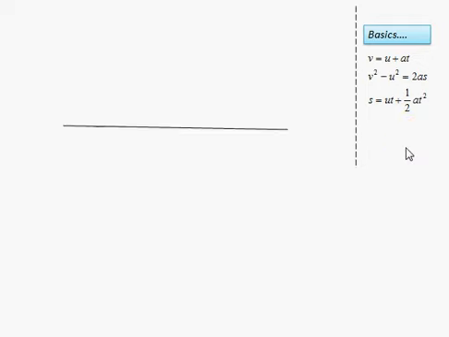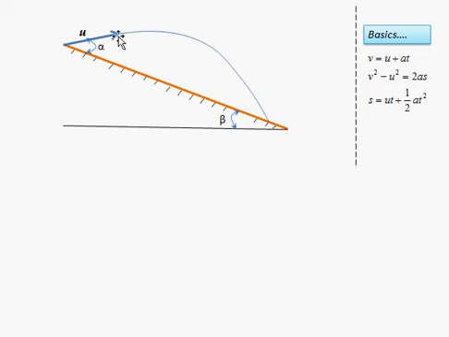Just imagine a horizontal line like this and an inclined plane like this, having an angle of beta with respect to the horizontal plane. So next step, just imagine a particle or a ball or a projectile is projected like this with an initial velocity of u, having an angle of alpha with respect to the inclined plane like this. As the ball is projected, it takes the path like this. Its path is like this, as shown in the figure.